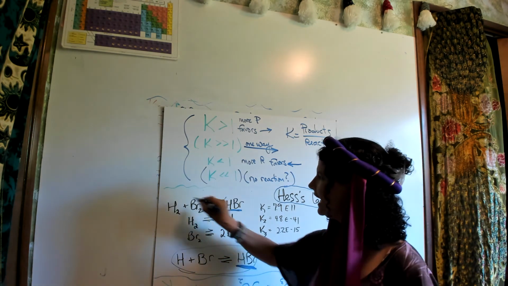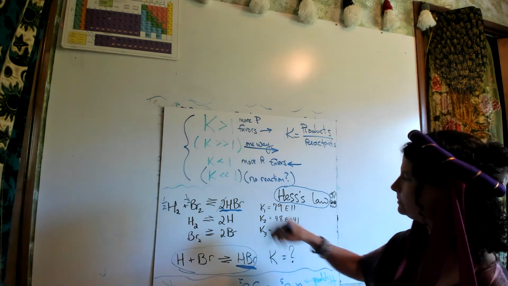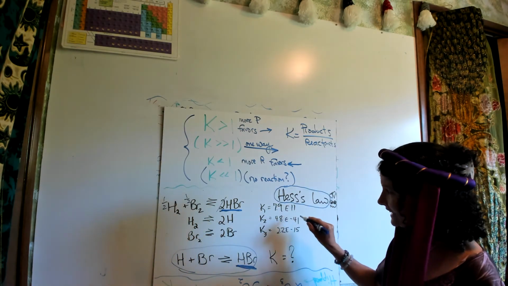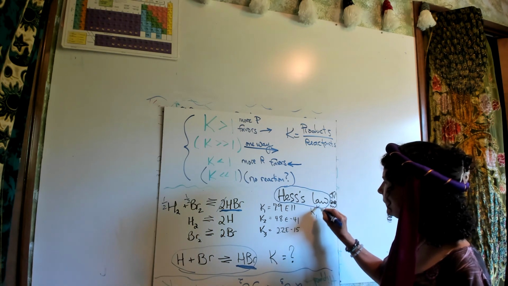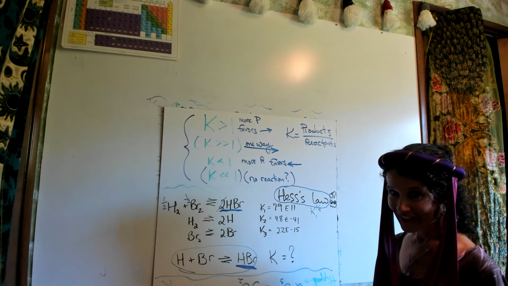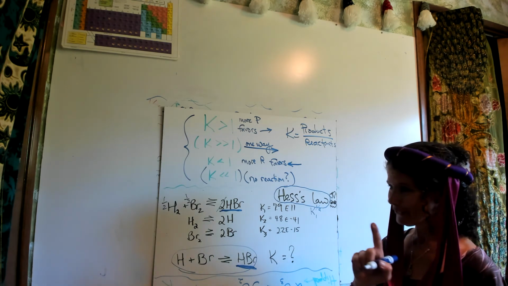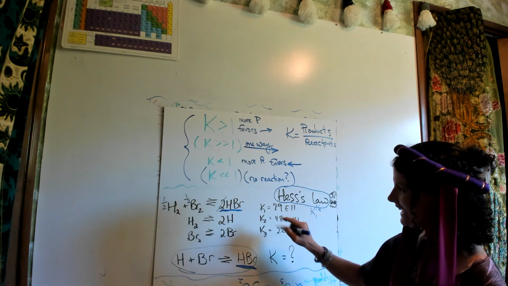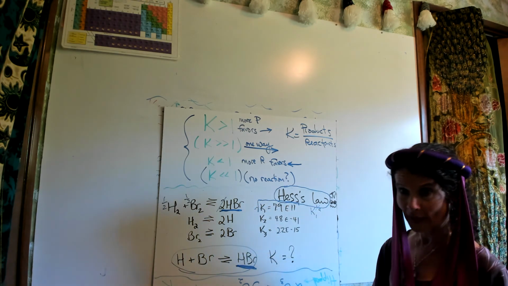So I'm going to have to cut this equation in half. Half a hydrogen plus half a bromine gives me an HBr. It doesn't mean I cut K in half. I do K1 to the 1/2 power. Hess's law with K's: don't cut K in half, take it to the 1/2 power, or you can take the square root. Either way.